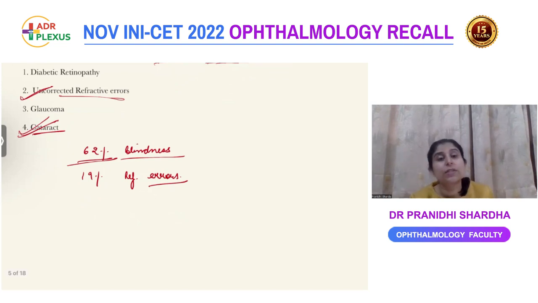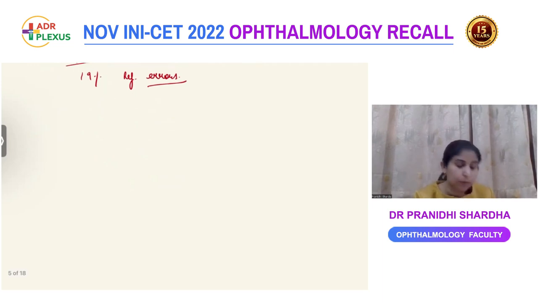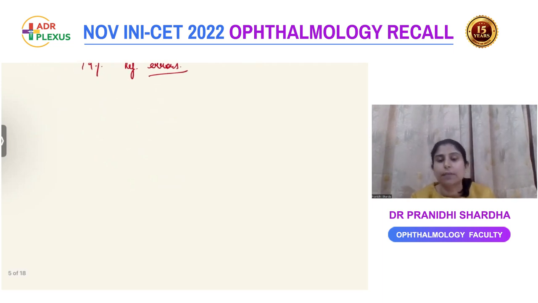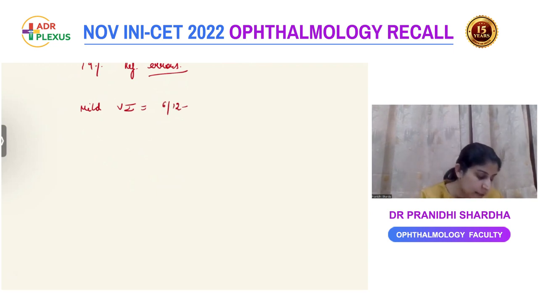Some important points which must be remembered while we discuss refractive error and blindness: first is the prevalence, that is 62% constituted by cataract and 19% by refractive errors. Some other definitions we should also remember about blindness and visual impairment is the severity of the visual impairment. When we say the patient has mild visual impairment, what does it mean? It means the vision of the patient is 6/12 to 6/18.